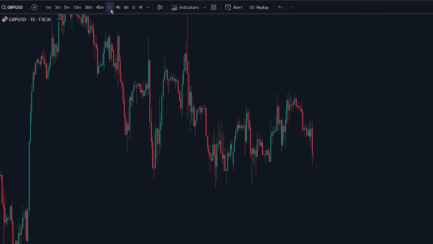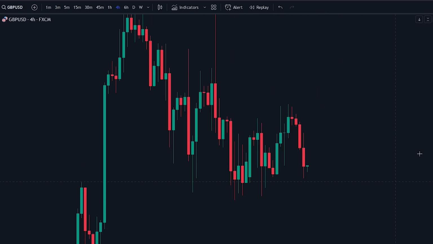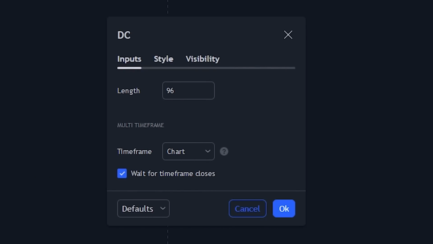Keep in mind that if you increase the time frame even further to, for example, the 1 or 4 hour time frames, the calculation no longer makes sense and a default value of, for example, 20 should be used. Now that we have changed the length, we can see that there is also a multi-time frame option for the Donchian channels indicator. However, we won't be using this setting.